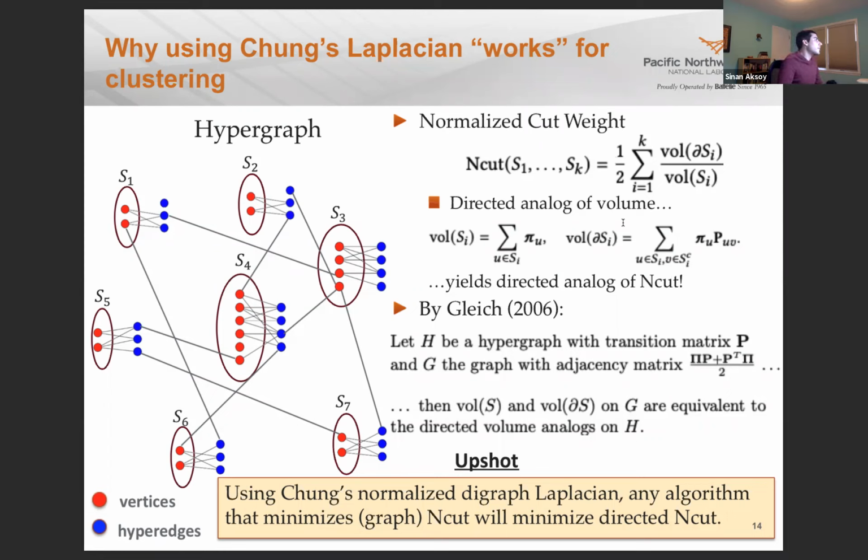And we can use that and associate this sort of directed notion of n-cut with these hypergraph Markov chains that we get. And the result that would tie it all together for us is some prior work by Zhou in 2006. In his work, he showed, not in this language, but essentially the same thing, that if you have a hypergraph with transition matrix P, and if you have a graph with adjacency matrix given by this expression here, then the graph notions of volume are equivalent to the directed notions of volume on the hypergraph. So the upshot of all of this was this observation that if we use Chung's normalized digraph Laplacian for these hypergraph Markov chains, and we feed that to any algorithm which minimizes the graph version of n-cut, it's going to minimize this directed version of n-cut that we have here.